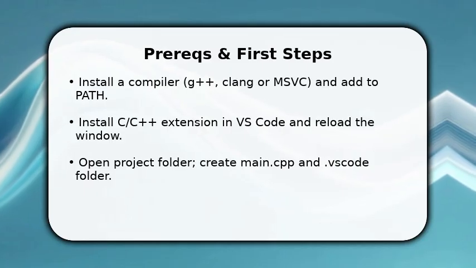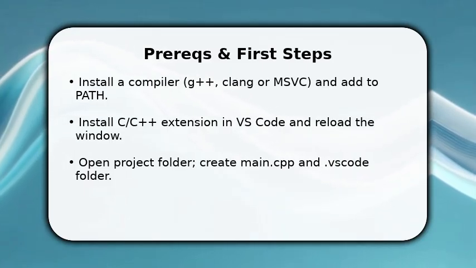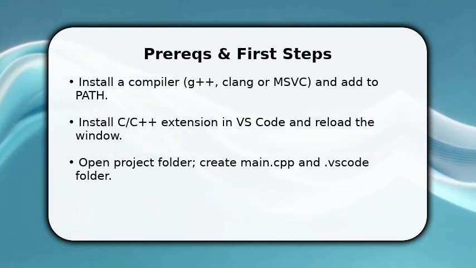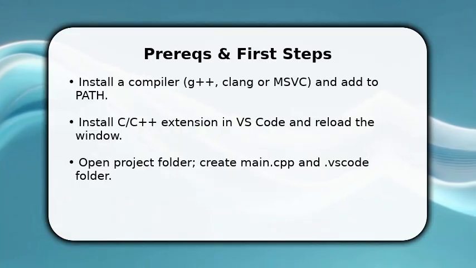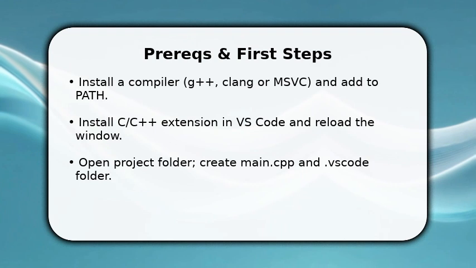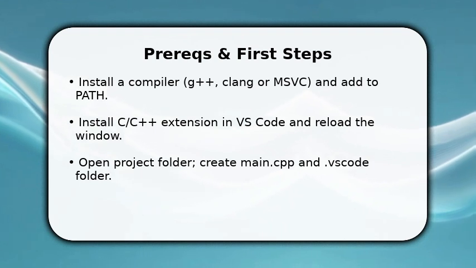Once done, install the Microsoft C/C++ extension and reload VS Code, then open your project folder so configuration files live with source. Next, create a .vscode folder and add empty tasks.json and launch.json files. This gets you ready to define a concrete build and run process immediately.